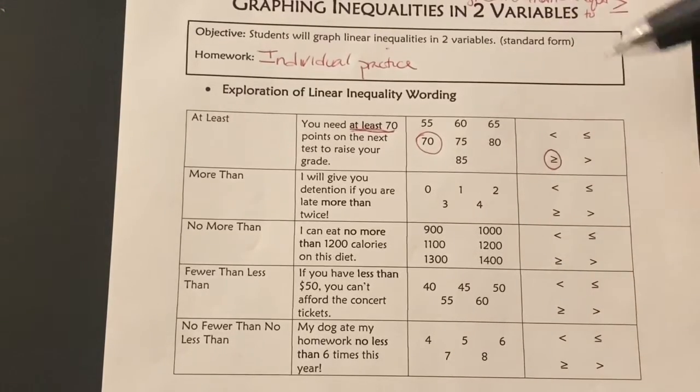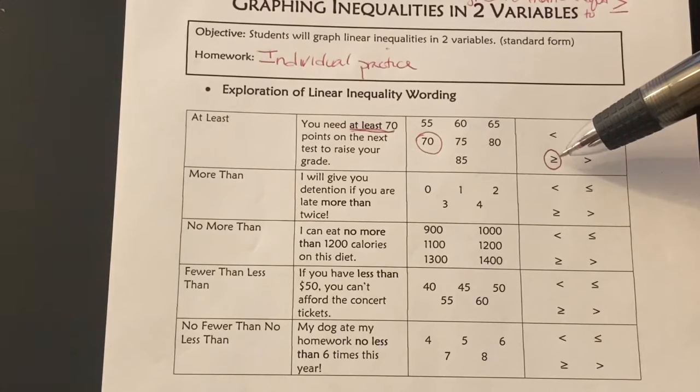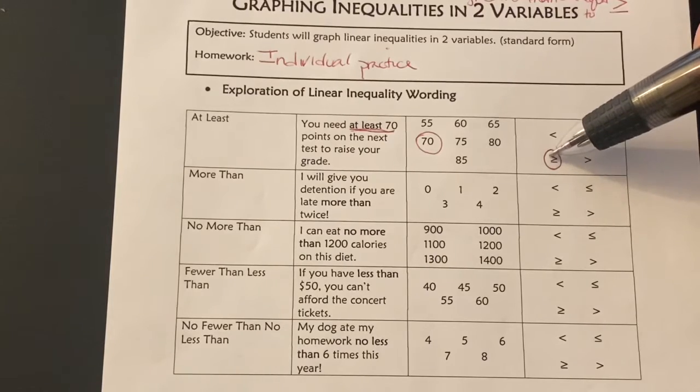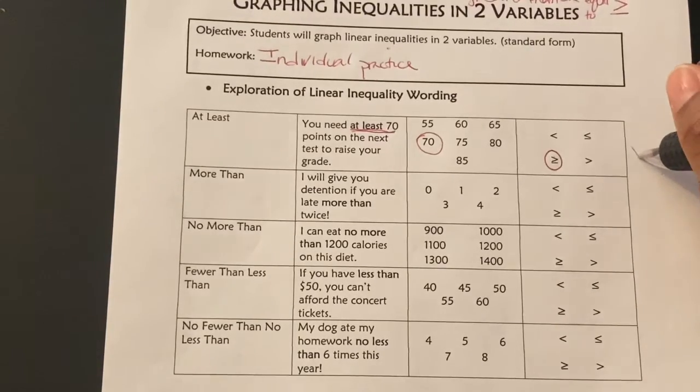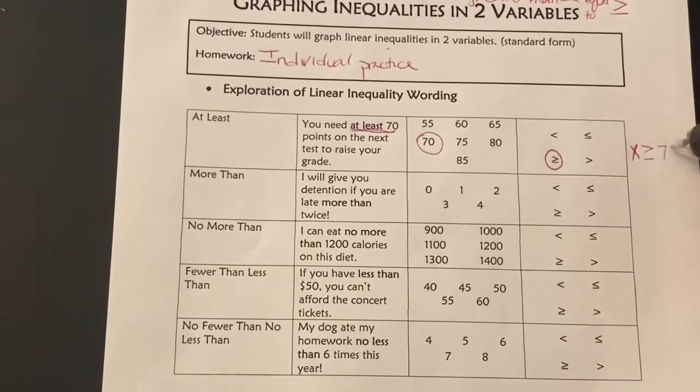Now remember, when you're trying to decipher which inequality this is, think about it as a mouth. Whatever part is open is bigger, that's the greater than symbol. So we're saying that whatever your score is, let's call your score X, must be greater than or equal to 70. It can be 70, but it must also be more.